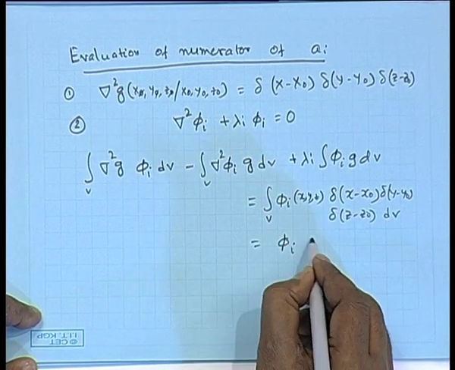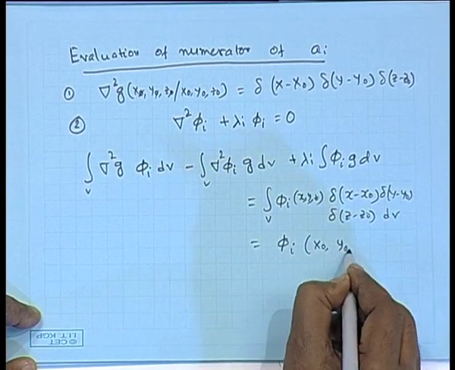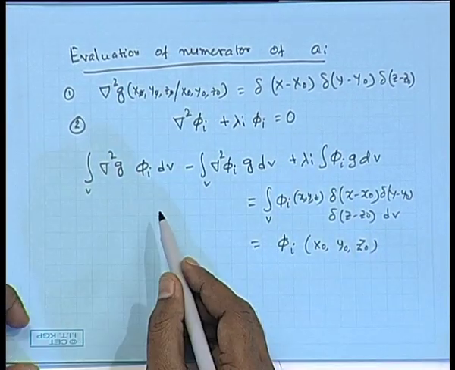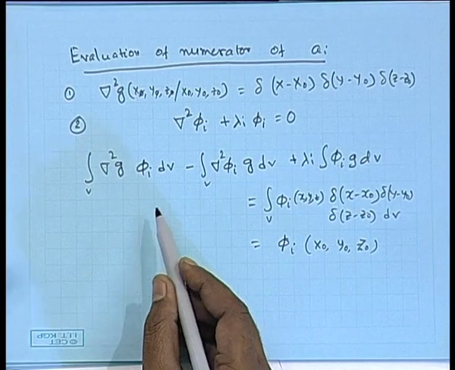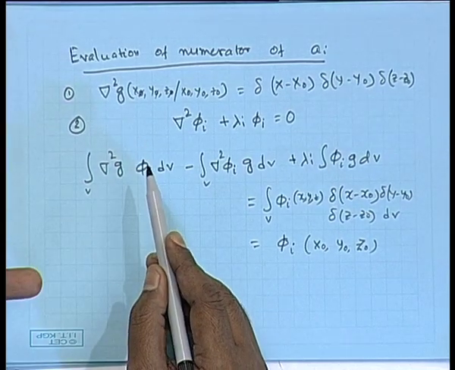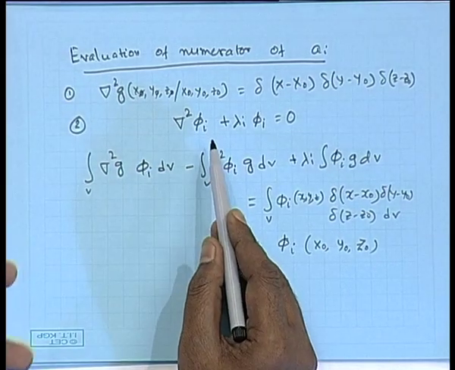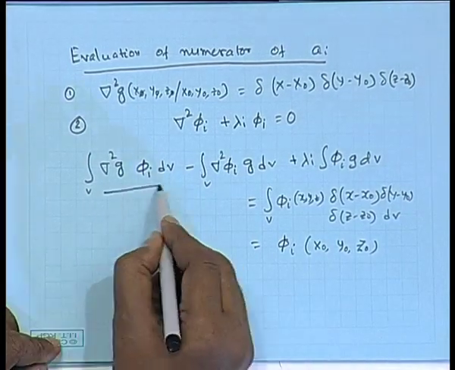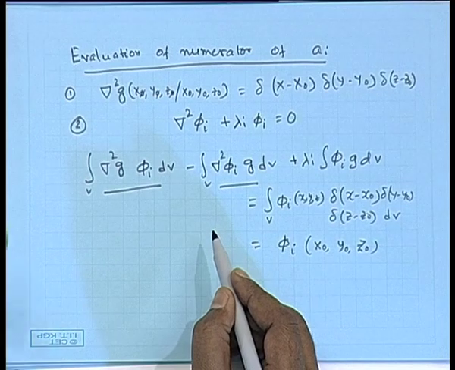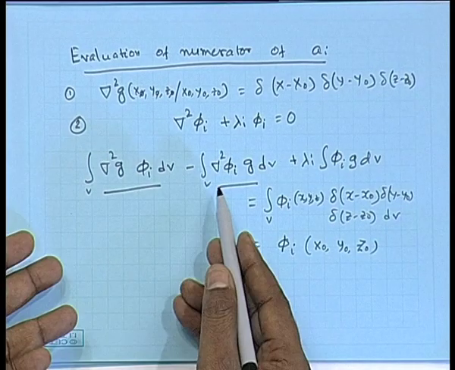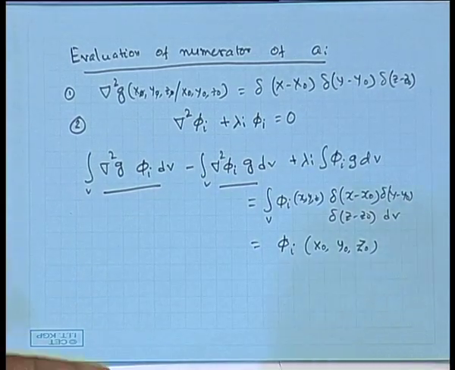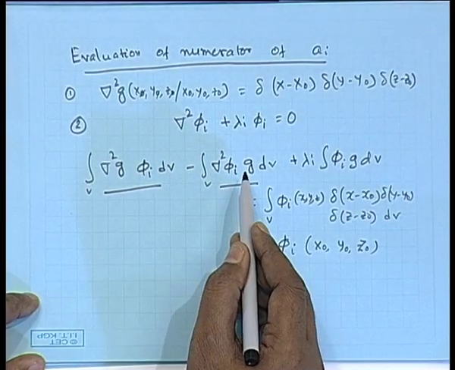Right hand side is nothing but phi x naught y naught z naught. Okay. Now, since the boundary conditions on g are homogeneous, since the boundary condition on phi are homogeneous, exactly like the previous one, you can evaluate these two terms and they will turn out to be 0. We have really done these calculations. Okay. So, these two terms will be vanishing.